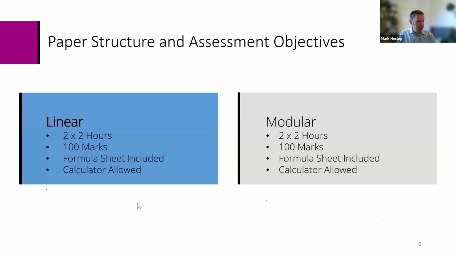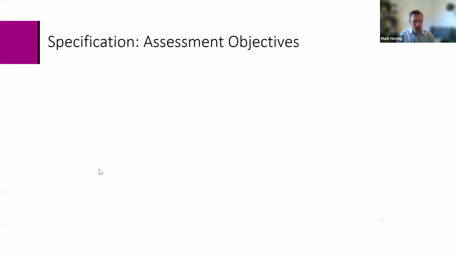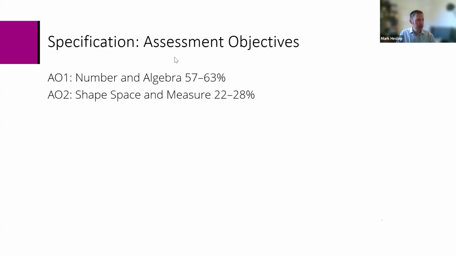So in terms of the assessment objectives, these are the exact same assessment objectives, in terms of the split of the content, as the linear papers. So that's matched in the modular papers. We've got 3 assessment objectives: number and algebra, shape, space and measure, and handling data. And these are exactly the same percentages that we have in the linear papers.